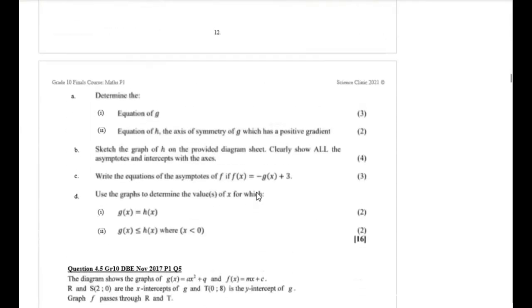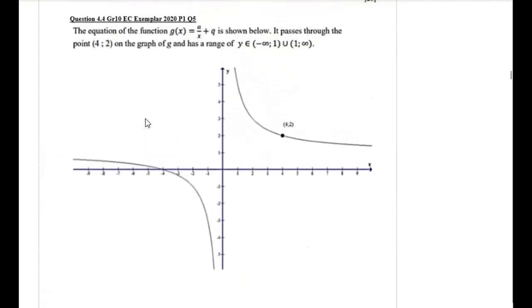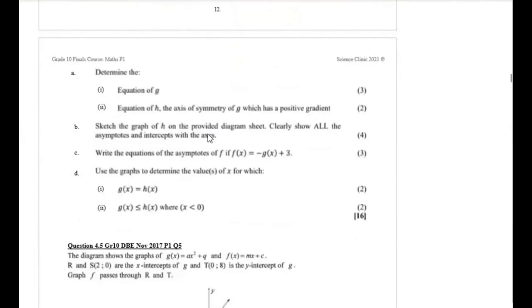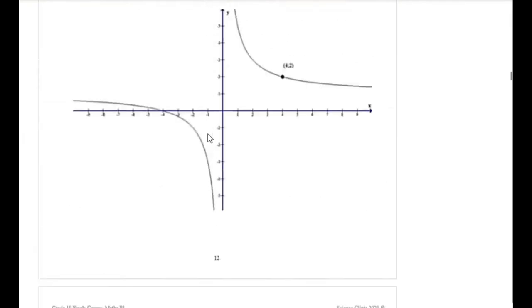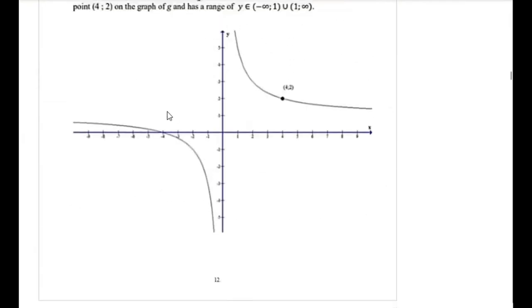They talk about h of x, which is not in the original question, so we're just going to have to quickly get that. They said determine the equation of g of x, so you're asking for this equation over here. And then they said equation h, the axis of symmetry of g, which has a positive gradient. Okay, so I'm going to draw that in for you. There is an asymptote here. So your axis of symmetry is going to be going through there. Okay, and that is going to be your h.